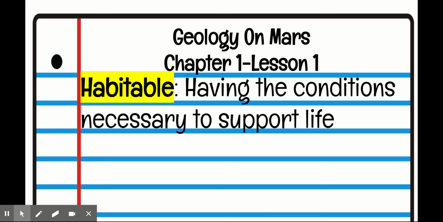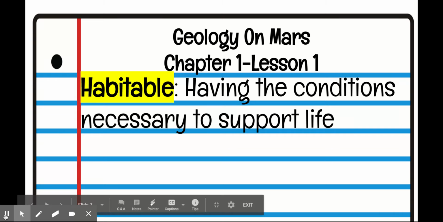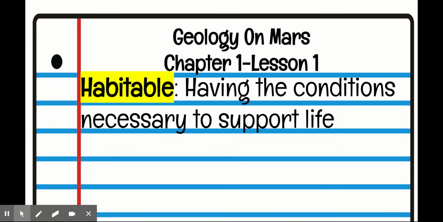During this unit, you will also come across certain vocabulary words. I'm sure you've heard me use this quite a few times. Words that we hear repeated several times are words that we absolutely want to include in our notes. Habitable. Habitable means having the conditions necessary to support life.